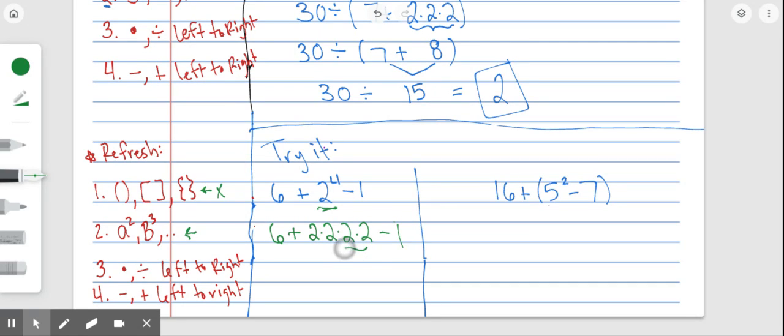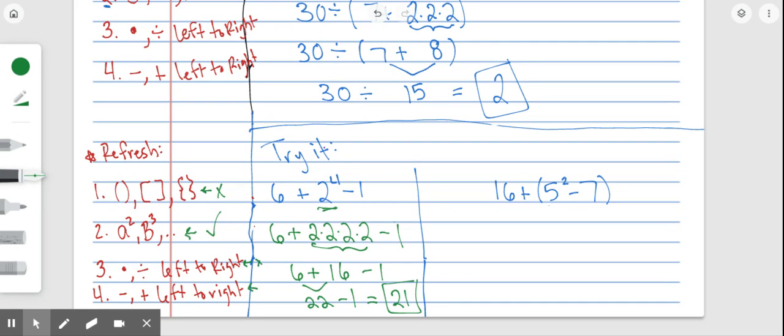Okay, I'm going to finish up this exponent. 2 times 2 is 4, times 2 is 8, times 2 is 16, so this is 16. And it becomes 6 plus 16 minus 1. Done with the exponents. There's no multiplication or division, but there is addition and subtraction from left to right. So 6 plus 16 is 22, and 22 minus 1 is 21. So if you got 21, give yourself a nice, beautiful star for that. Awesome job. If you didn't, check the steps I went through and make sure that yours align.